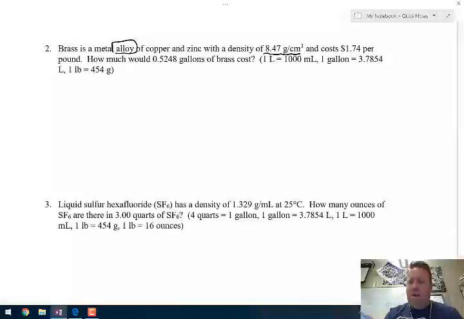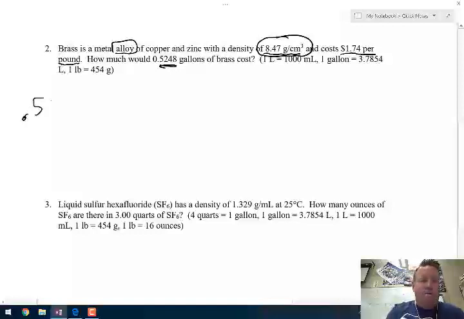Even though we haven't gotten to the conversion part, the density here is probably a conversion that we're going to end up needing, and this is probably a conversion as well, that $1.74 per pound is something that might come into play a little bit later. The question is, how much would 0.5248 gallons of brass cost? Let's not try to figure out the whole thing. Let's just start with what we know. We've got 0.5248 gallons.